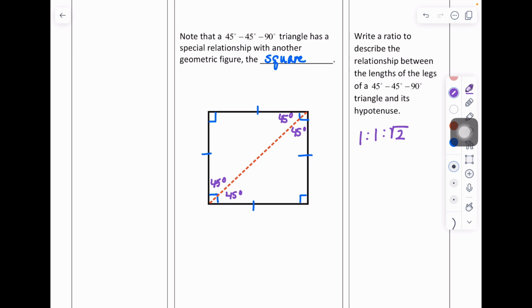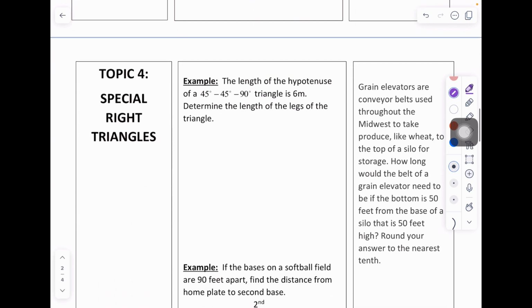Now that's the reduced ratio form. We know this because we could go in here and label this as a side length of 1, and I could solve for that missing side, and that missing side length is going to be the square root of 2. Okay, so this ratio, because we have three side lengths, is going to be something we're going to have to put to memory. It's a ratio of the leg to the second leg to the hypotenuse side. Now let's see how that ratio would help us solve a word problem.